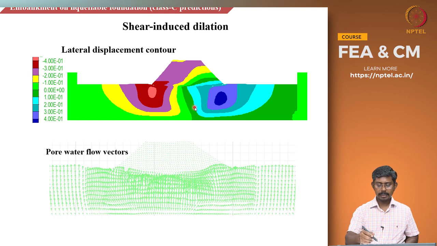So the discrepancy in computed excess pore water pressure at the central foundation region is attributed to shear induced dilation. Here the lateral displacement contour is shown. It can be seen that the soil below the toe of embankment experiences large lateral deformations on both sides. So this leads to the dilation of soil over here. As soil moves laterally in the horizontal direction under both the toes, the soil below this region experiences dilation. This dilation is responsible for preserving the strength and stiffness of the soil deposit that is lying below the embankment. That is what most of the literature has attributed.